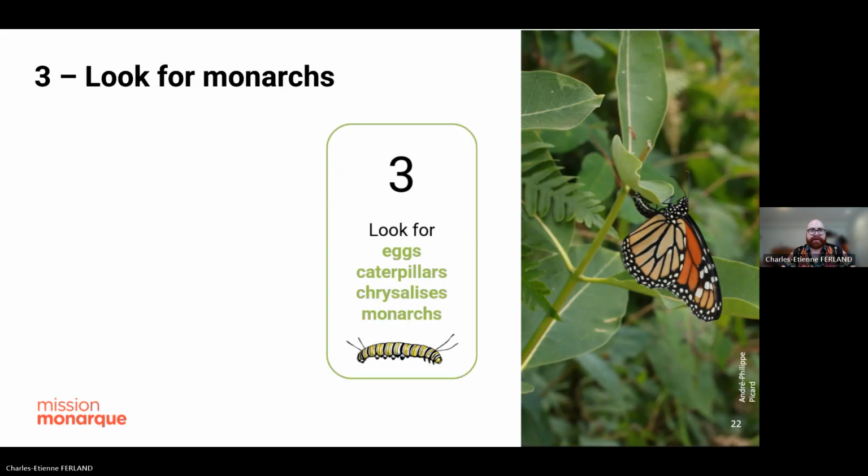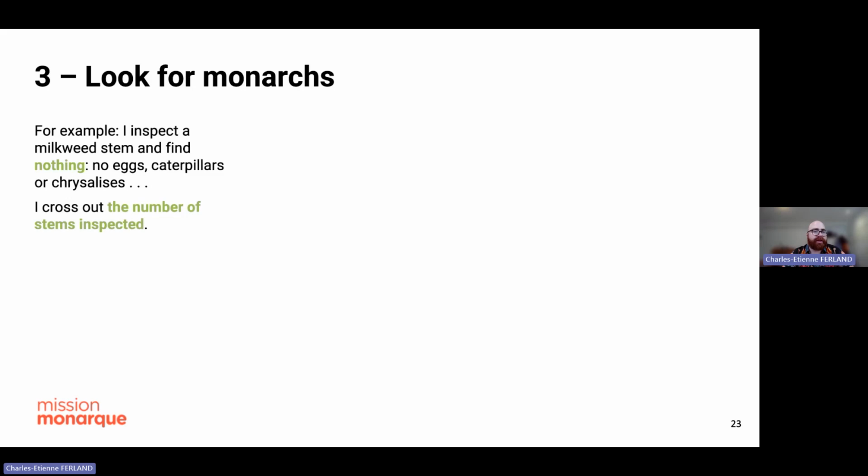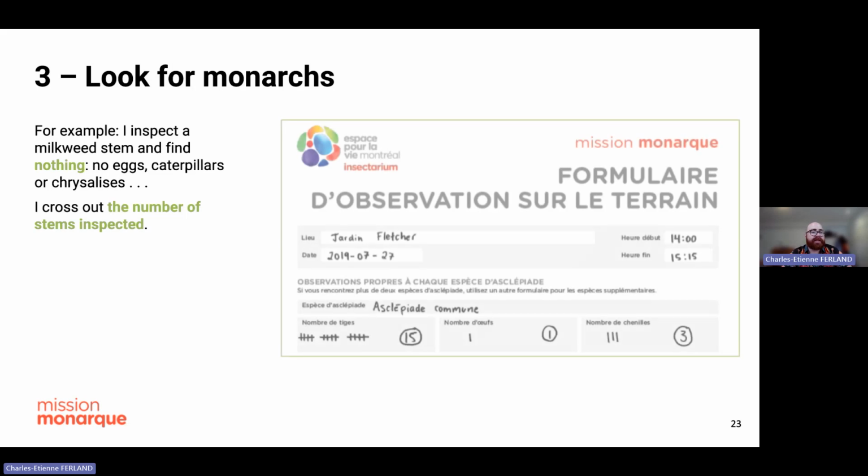Step number 3, it's time to look for the monarchs once you've found the milkweed. So we're inspecting stems one at a time, and we're looking for eggs, caterpillars, chrysalises, and monarchs. It's important to keep your form handy to note your observations as you go. So I'll give you an example. I'm inspecting a milkweed stem and I find nothing. No eggs, no caterpillars or chrysalises. So I'll cross out the number of stems that I've inspected, for instance, 15 in that scenario, but I won't add a line in the egg section or in the caterpillar section.